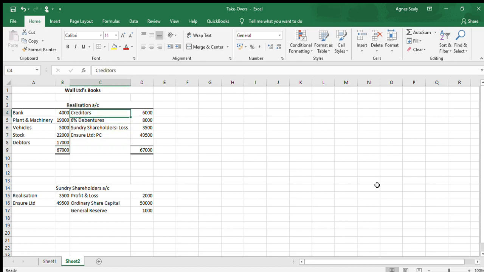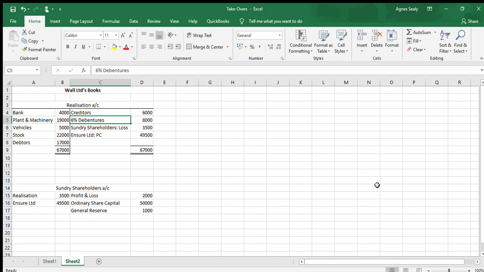Then we have creditors of $6,000 and the debentures of $8,000. So what will happen here with these liabilities is that the liability account itself will be debited for the amount, which will close the liability account, and the realization account is credited with the same amount. So this takes care of closing the net assets from off the books of the business of WAL.